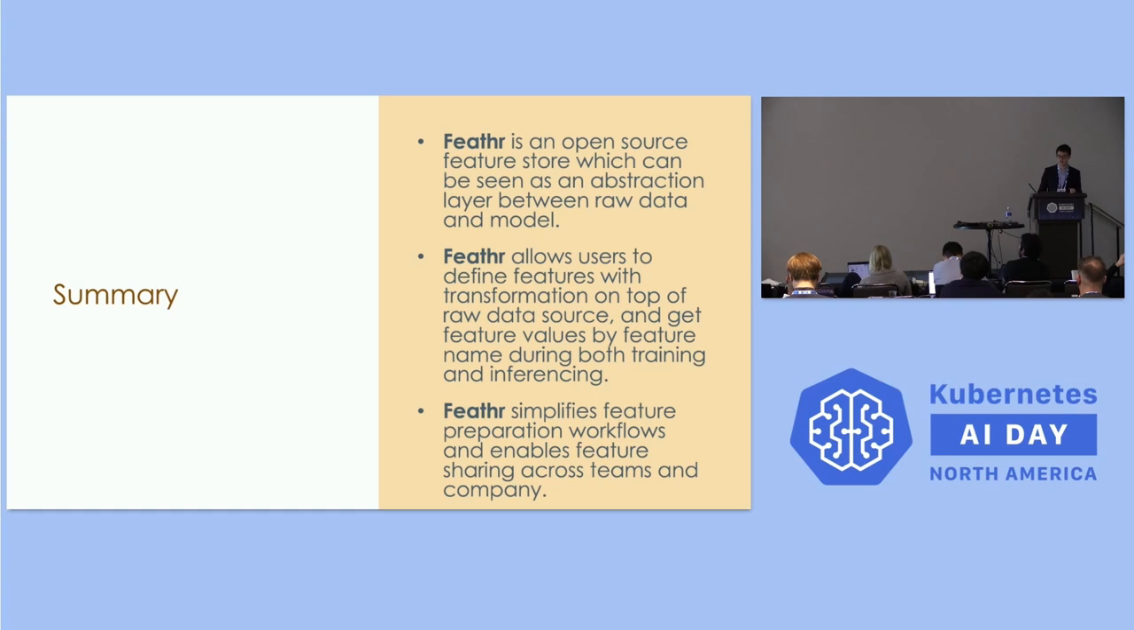Feathr is an open source feature store which can be seen as an abstraction layer between raw data and the model. Feathr allows you to define features with transformations on top of raw data sources and get feature values by name during both training and inferencing. Feathr also simplifies feature preparation workflows and enables feature sharing across teams and even organizations.